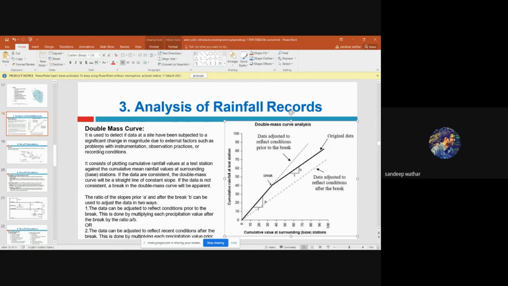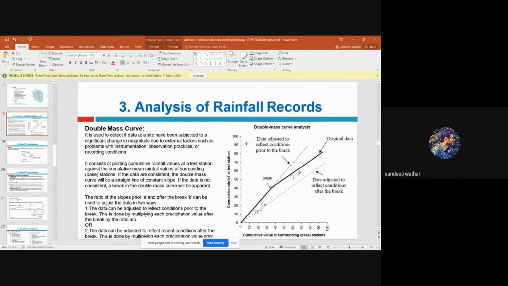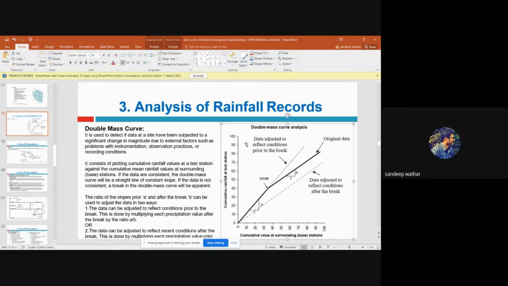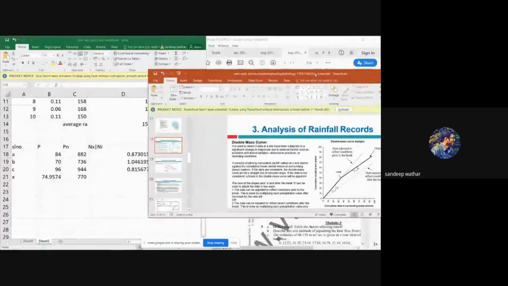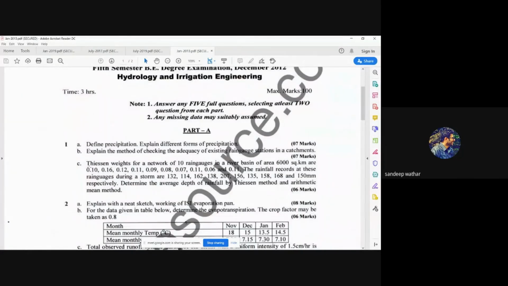Okay, next what we'll do is that I have not solved a problem on Thiessen polygon method, so I would like to solve that problem. So I'll read out quickly. Okay, I hope the question is visible to you.